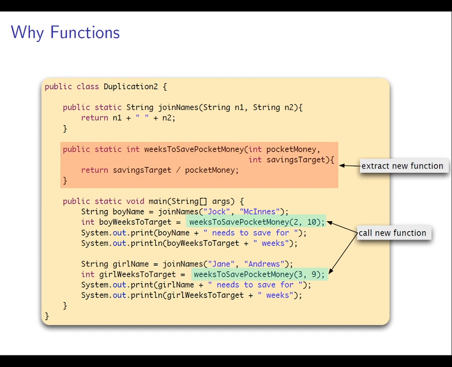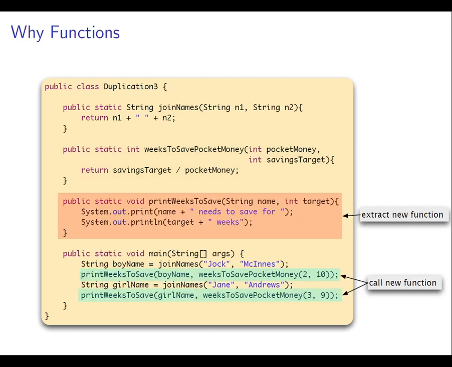We can keep going. Here's another new function extracted to replace another piece of duplicated code, and again we replace the duplicated code by calls to the function. And we see here we have two identical function calls, except that they're being given two different arguments. And again we extract a new function for printing how many weeks to save. That goes to print the results. It takes as argument the name and the target that we've previously calculated by calls to our earlier functions.